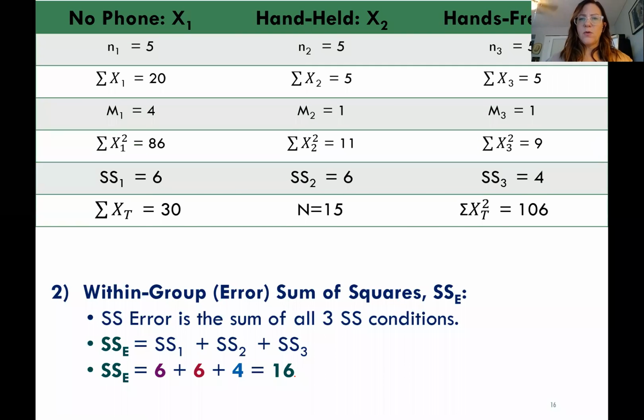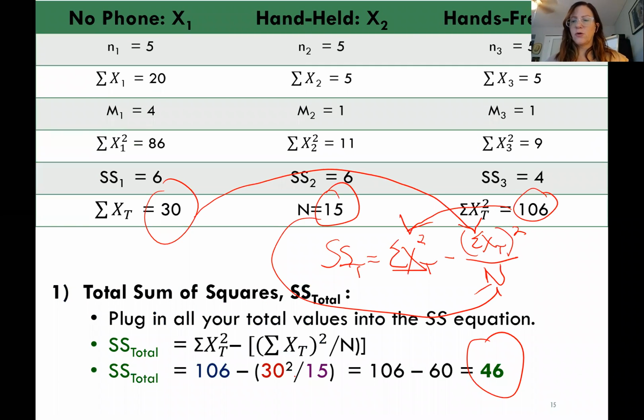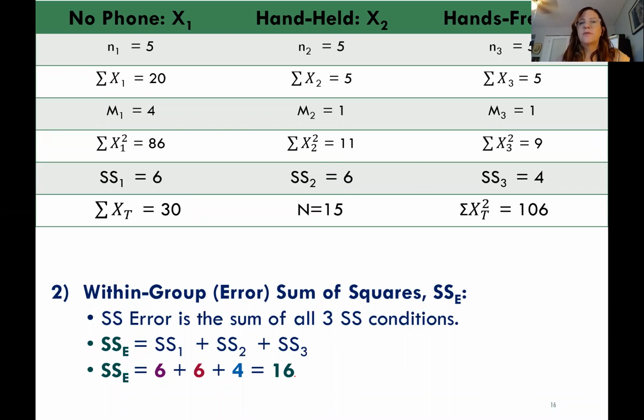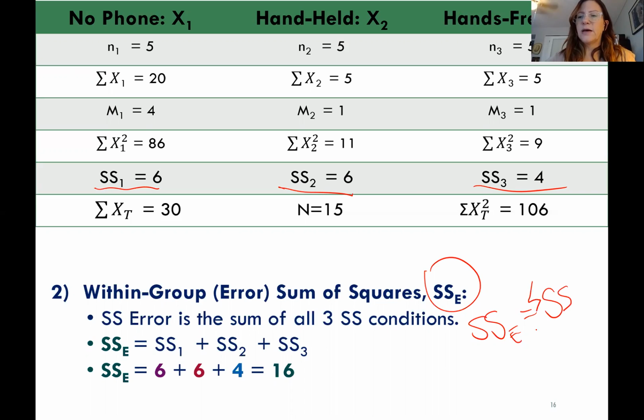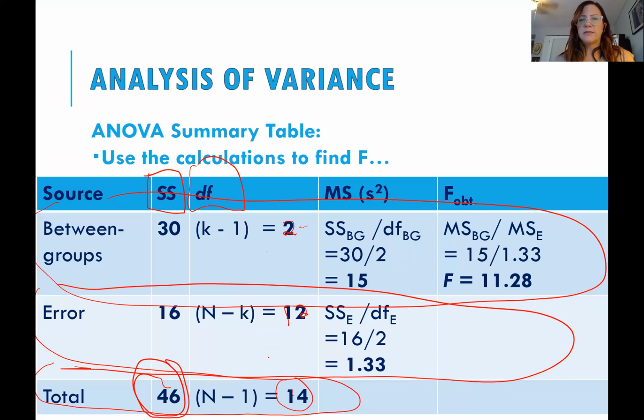Okay, so now we've got the sums of square total. We're going to do the sums of square error, so SSE. And that basically is you take your sums of square that you calculated for each group separately and you add them up. So sums of square error is the sum of all of the SS. So we get 16, okay? I plug that into my table right here, 16. It's as easy as that. Just plug it in.